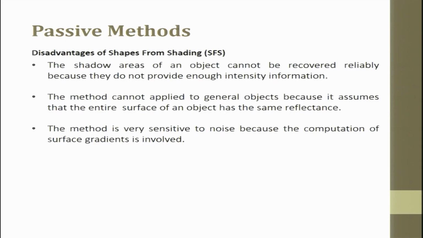The disadvantages of shape from shading: the shadowed area of an object cannot be recovered reliably because it does not provide enough intensity information. The method cannot be applied to general objects because it assumes that the entire surface of the object has the same reflectance. The method is very sensitive to noise because the computation of the surface gradient is involved. So, these are the disadvantages of shape from shading.